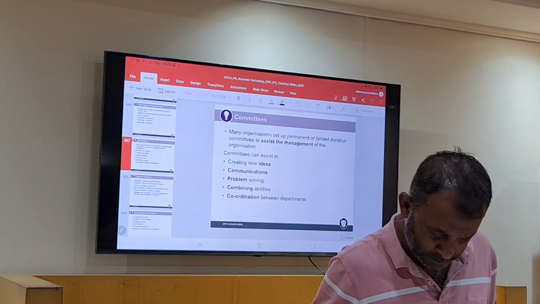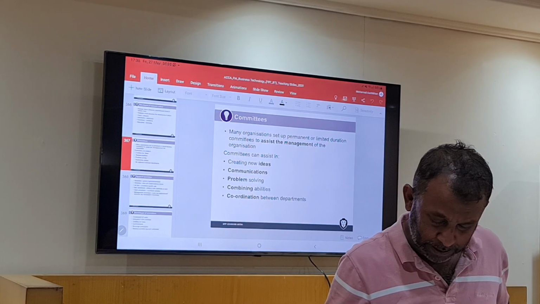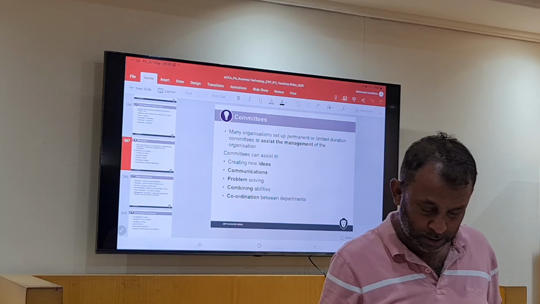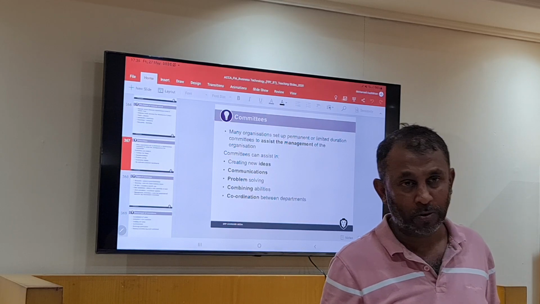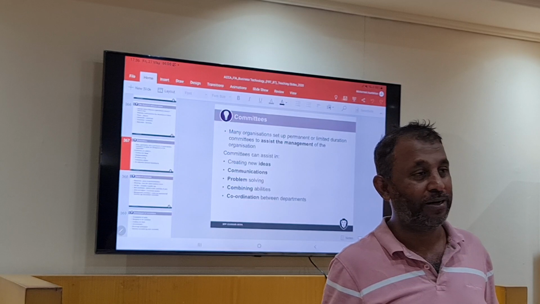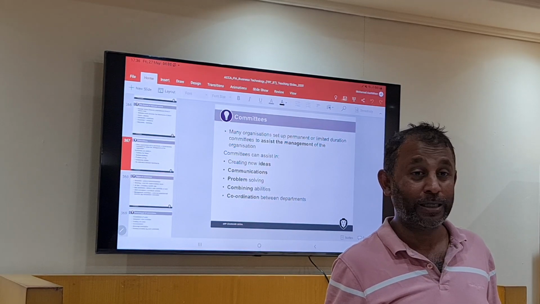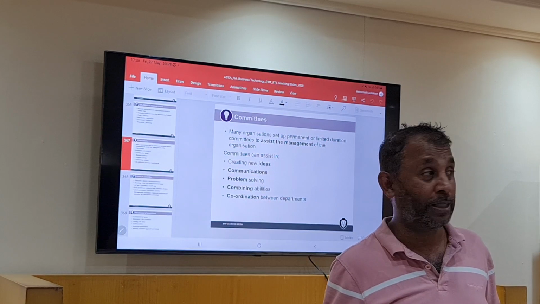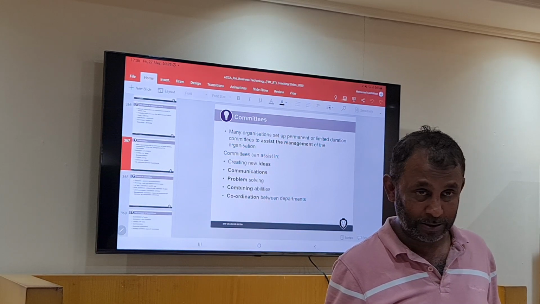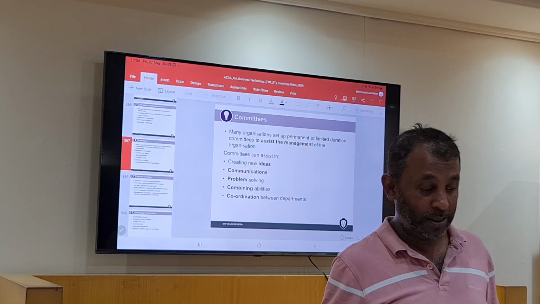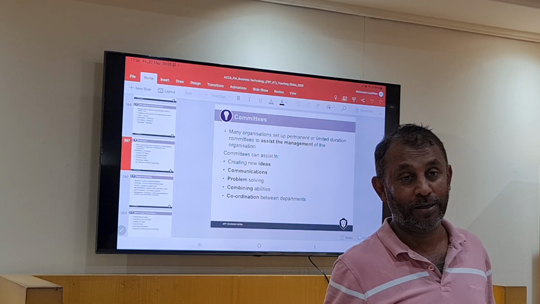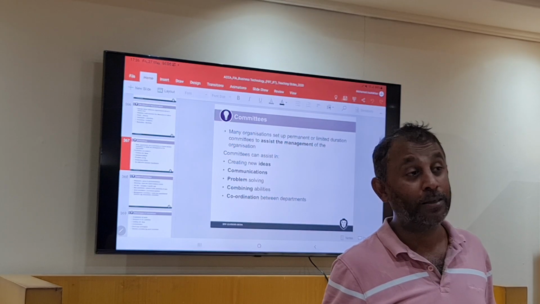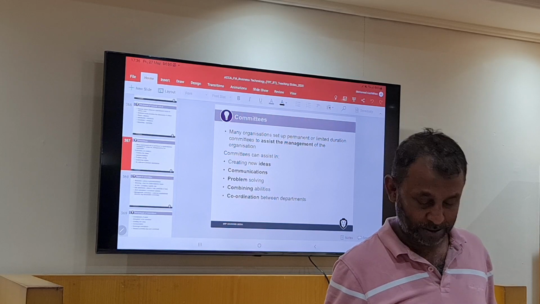Committees. Many organizations set up permanent or limited duration committees to assist the management of the organization. I don't know if you all know, tender committee, purchase committee, budget committee, remuneration committee, recruitment committee, especially the semi-government and government organizations have too many committees. In Arabic we call it Lajna. Committee in Arabic? Lajna, yes.